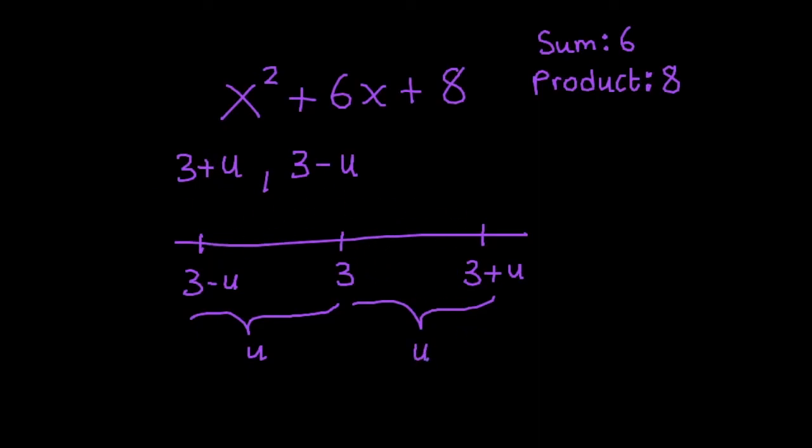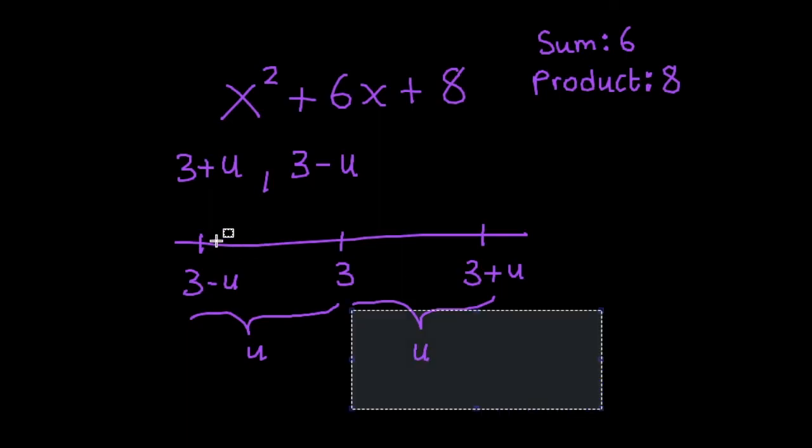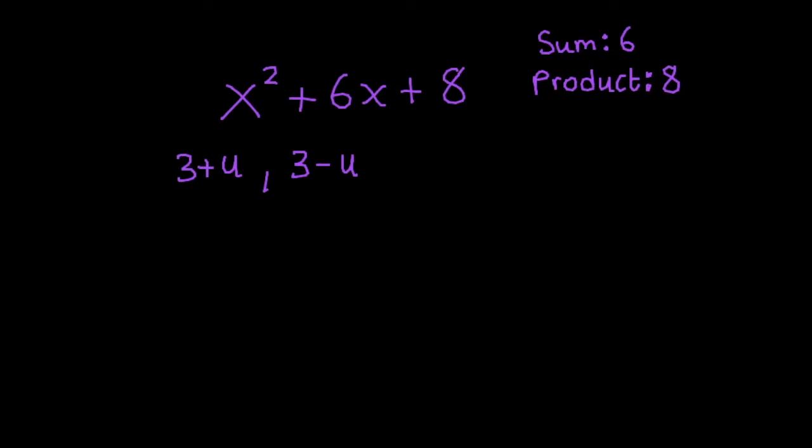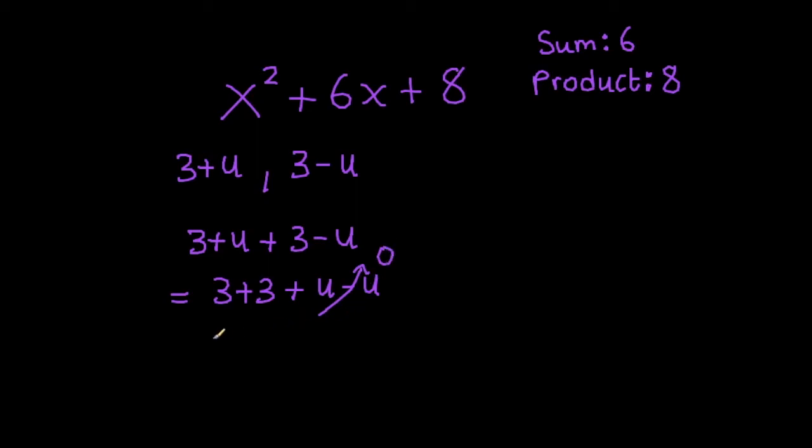Okay, so that's good. And since their average is 3, we know that they're going to add up to 6. And we can also show that quickly. So 3 plus u plus 3 minus u will add up to 6. This is equal to 3 plus 3, we can join the 3's and combine the u's too. So 3 plus 3 plus u minus u. Now u minus u just becomes 0, and all we're left with is 3 plus 3, which is just 6. So that's exactly what we wanted.